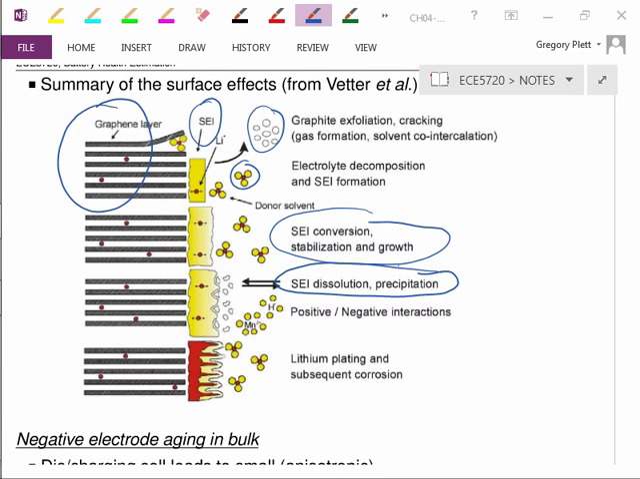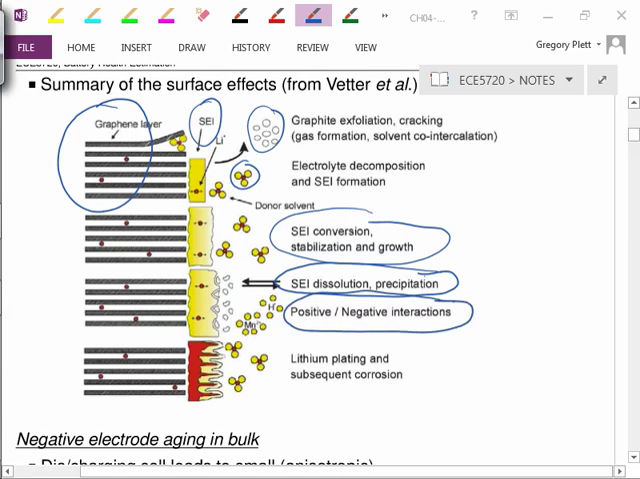And because we've dissolved SEI, there's opportunity for making more SEI. And we also mentioned that there could be interactions between positive and negative electrodes, such as you see this Mn2+ here that could come in and block some pores, and that would lose capacity.